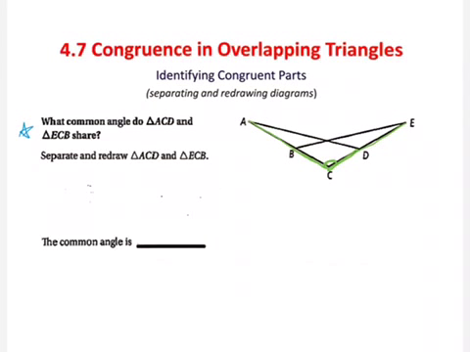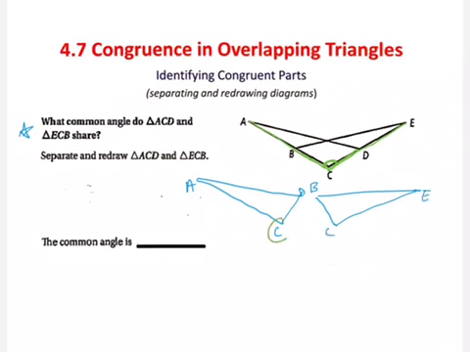Let's say you can't picture it well enough, you can also redraw the triangles separately, and you get an idea based on how they're named as to where things are. So just a quick sketch, ACD, then BCE. Well, from this picture, it's evident that C is the common angle.